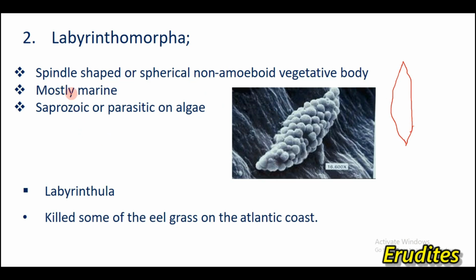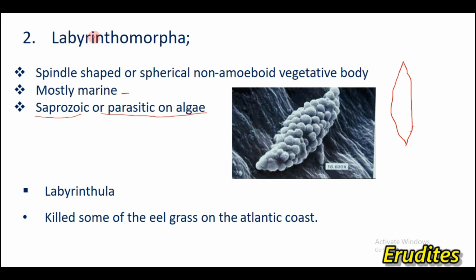And the organisms here are mostly marine. Labyrinthomorpha are mostly marine. They are found in the marine habitat, that's the seawater. They are found basically in the sea and ocean, in a saltwater environment. Also, they are saprozoic or parasitic on algae. They feed through parasitic nutrition on algae.